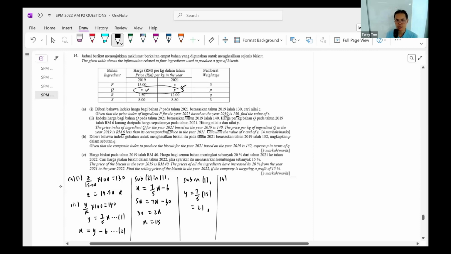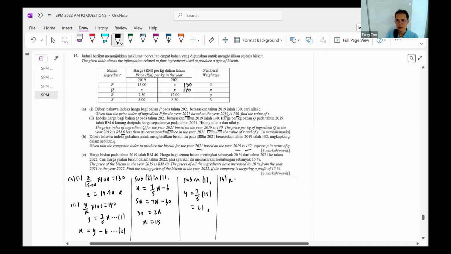Okay, part B. Given a composite index to produce the biscuit for the year 2021 based on 2019 is 132. Express P in terms of Q. So we have the composite price index. P was your price index, 130. Q, the price index, we are given as 140. I need to find the price index for R and S.